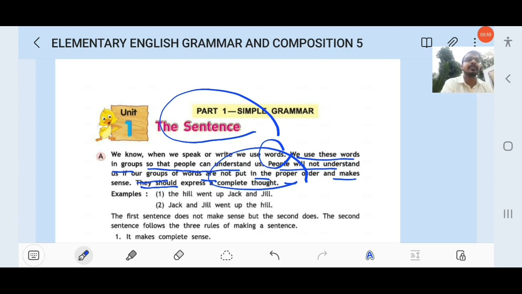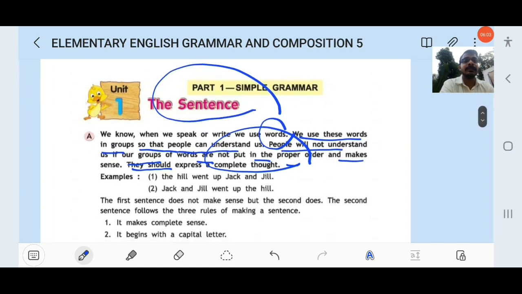Clear? A group of words cannot be called a sentence. A group of words with a sense, with a complete thought, will be called a sentence. Just look at the example here. The hill went up Jack and Jill. What does it mean? Here you find a group of words but it does not convey meaning. So you have to write: Jack and Jill went up the hill.